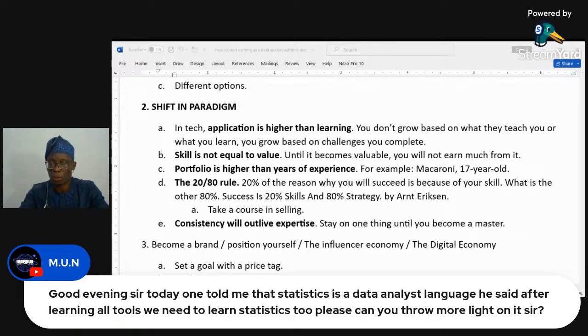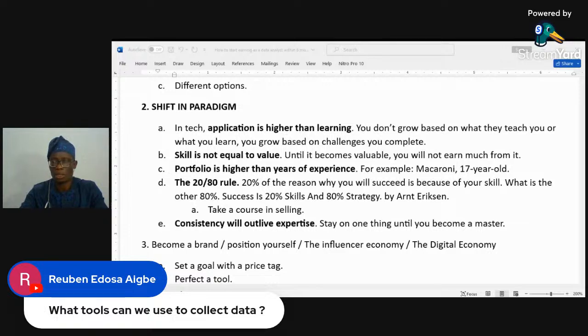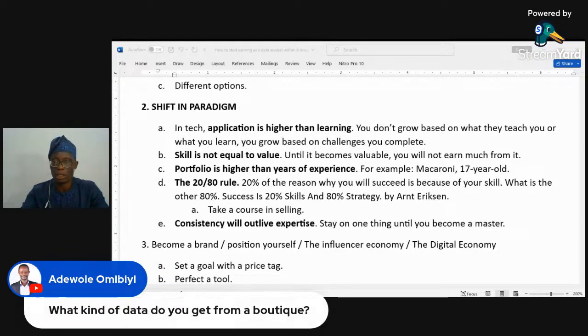What tools can we use to collect data? You can use Excel to collect data. If I get you very well, what kind of data do you get from a boutique? For example, the number of sales they made on a particular day, the salary that they pay their staff, their financial details, how much they spent to get the material, the clothes, and what they sold them for, and their delivery details. When did they do their last stocking? They can get customer feedback. Lots of data they can get from that.